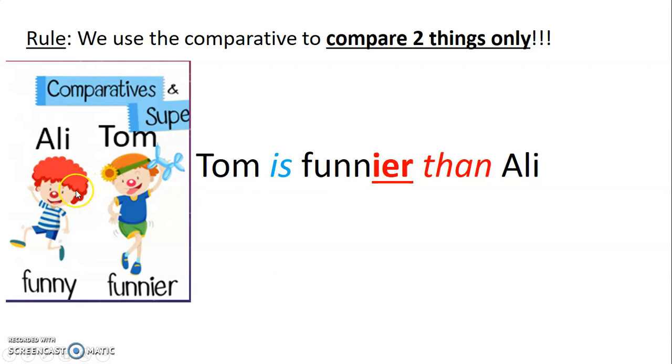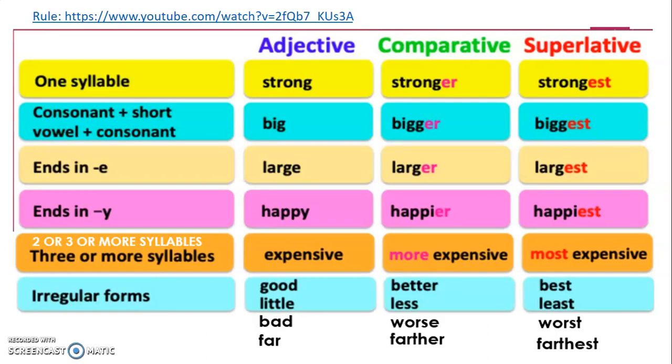Example here, I am going to compare two boys, Ali and Tom. So Ali is funny, but Tom is funnier than Ali. So I'm comparing Tom to Ali. And as you can see, to compare Tom with Ali, we need to use two extra letters at the end here. Tom is funnier than Ali. Let's look at the different rules for the comparative adjectives.